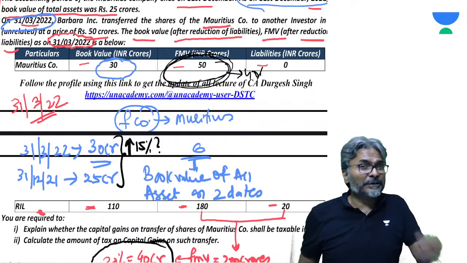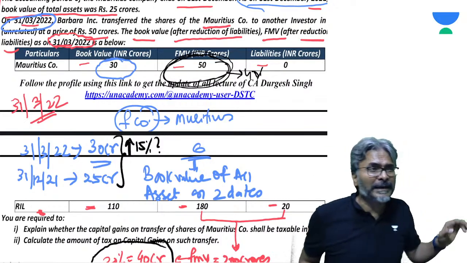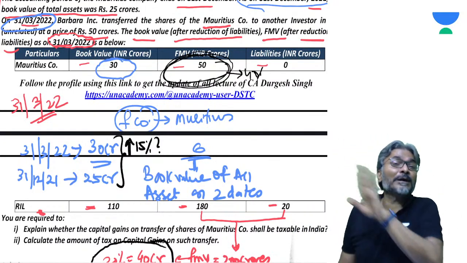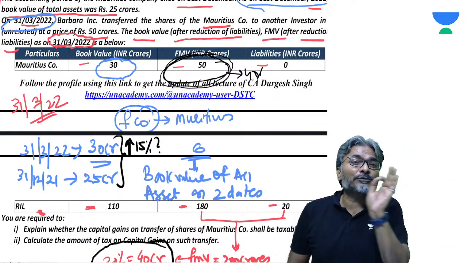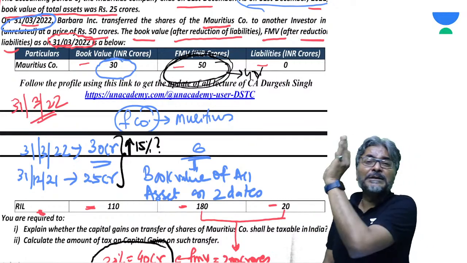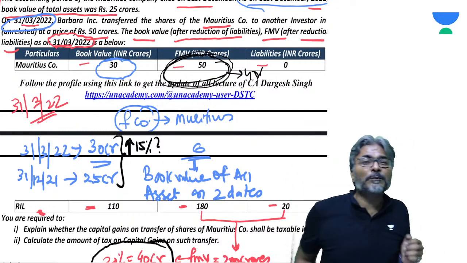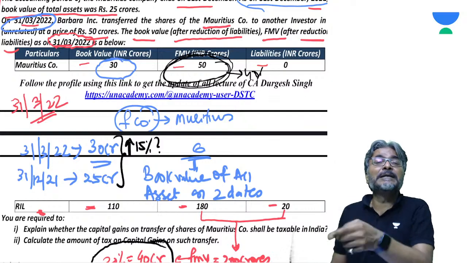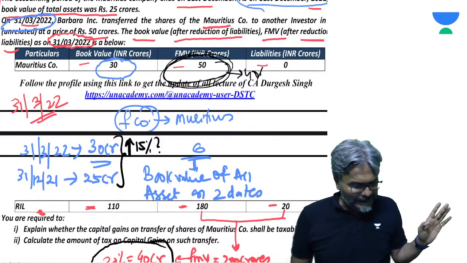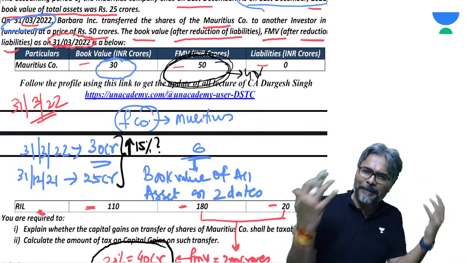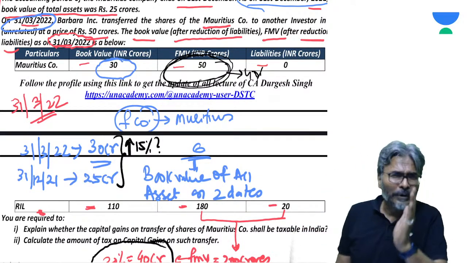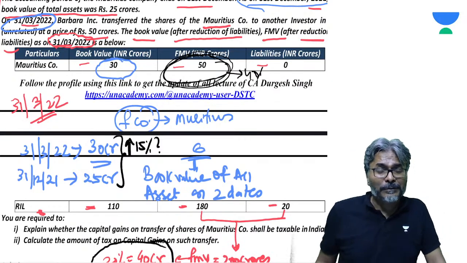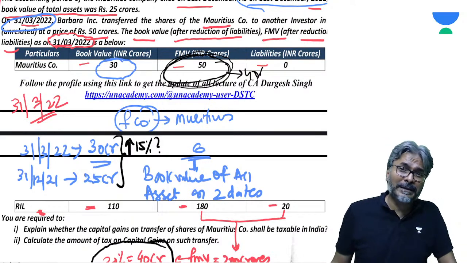Answer is yes. And if the shares of the Mauritius company are deemed to be situated in India, then Barbara Inc. USA, what has it transferred? Barbara Inc. USA has transferred a capital asset which is deemed to be situated in India. And because of that, the capital gains is deemed to accrue or arise in India. So the calculation of capital gain has to be done by Barbara Inc. USA.